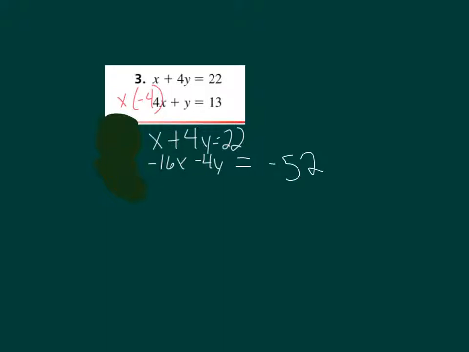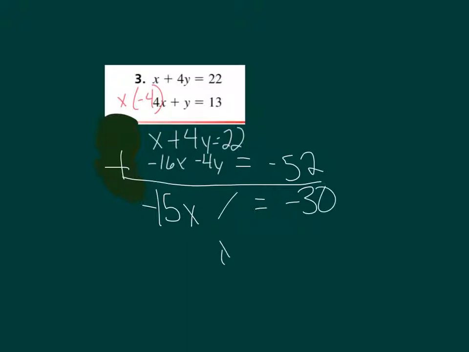Now what I have done is multiplied by a negative so that it would force me to be able to add these two equations and get things to go away. So x plus -16 is -15x. 4 plus -4 goes away, equals positive 22 minus 52 is -30. So when I divide, I get x equals positive 2. Then I would plug that in.